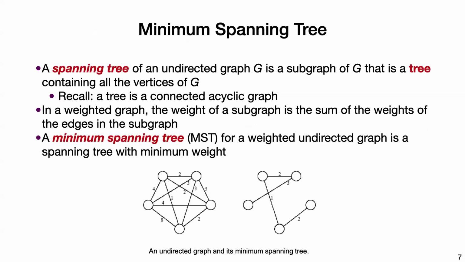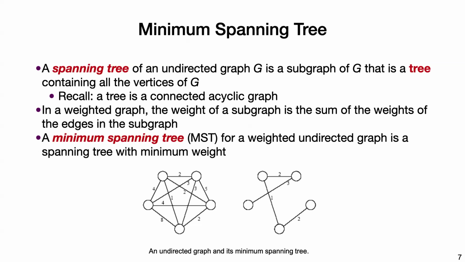Okay, so the first one we'll do is minimum spanning tree. A spanning tree of an undirected graph G is a subgraph of G that is a tree containing all the vertices of G. And a tree is just a connected acyclic graph. In a weighted graph, the weight of the subgraph is the sum of all the edges in the subgraph. And a minimum spanning tree for a weighted undirected graph is just the spanning tree that minimizes the weight on the edges.